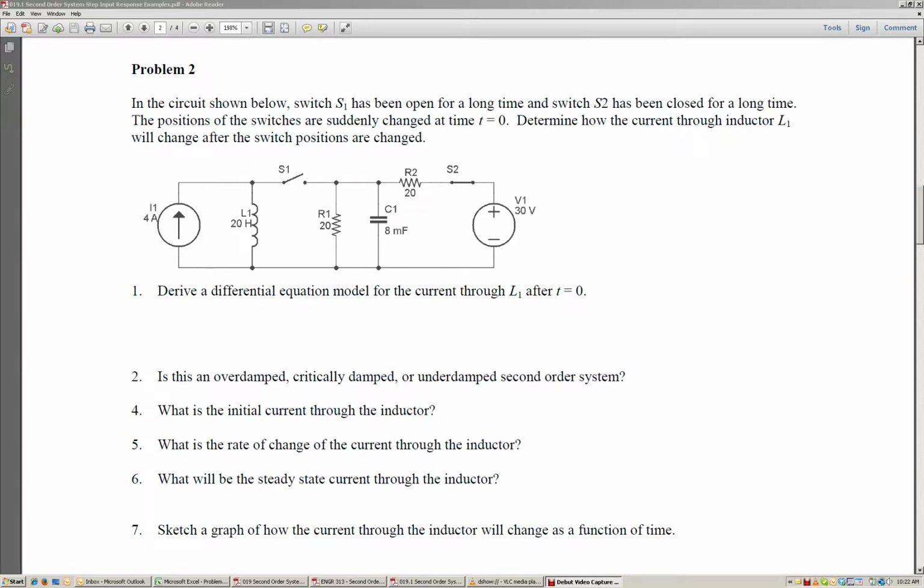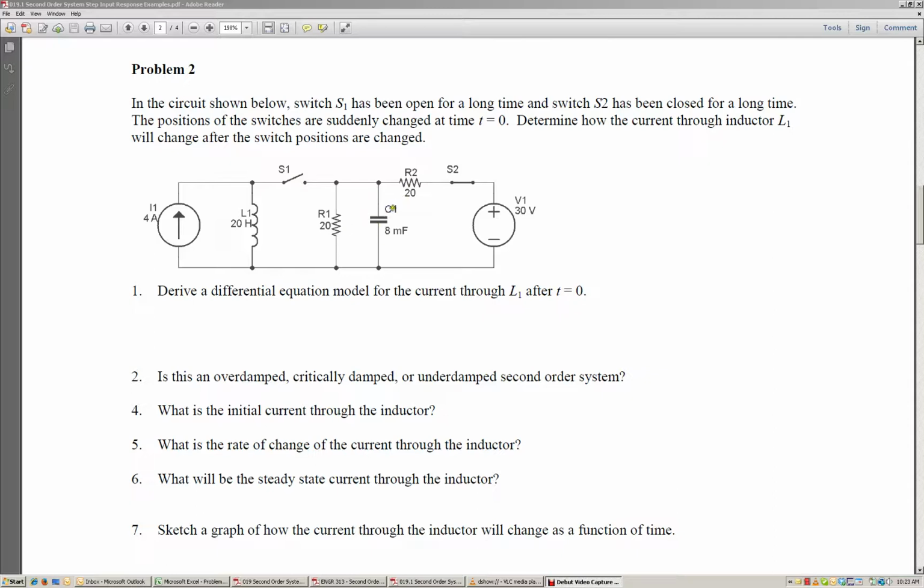In this video, we're going to take a look at problem number 2 from the Step Input to Second Order Systems in-class problem solving session. In this problem right here, we have a 4 amp supply that has been connected to this inductor L1 for a long period of time, and then it has not been connected to this resistor and this capacitor R1 and C1 because the switch has been open for a long period of time.